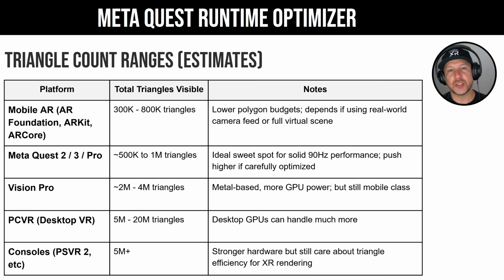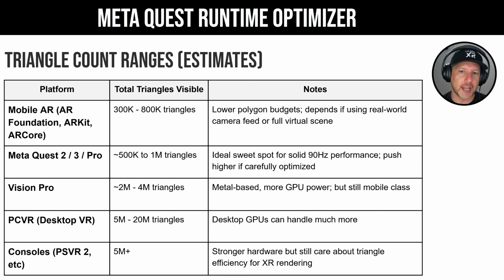All right, guys, so we just took a look at triangle counts by using the Meta Quest Runtime Optimizer. But what does that number actually mean, and why do we need to keep it within a specific range? Well, it all depends on the underlying hardware. How much power do we have to be able to draw this many triangles?